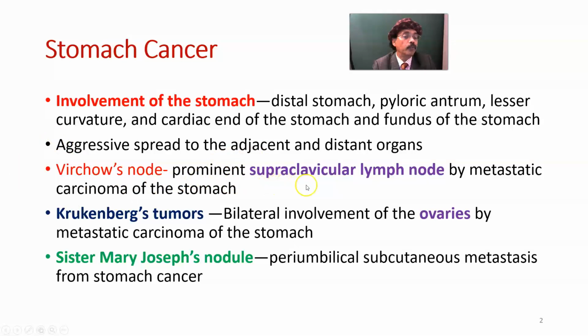Virchow glands, prominent supraclavicular lymph nodes caused by metastatic carcinoma of the stomach, so you can palpate the Virchow gland in the supraclavicular region, in many cases on the left side. So we got the Virchow lymph node. Krukenberg tumor, bilateral involvement of the ovaries by metastatic carcinoma of the stomach. Sister Mary Joseph's nodule, periumbilical subcutaneous metastasis from stomach cancer.